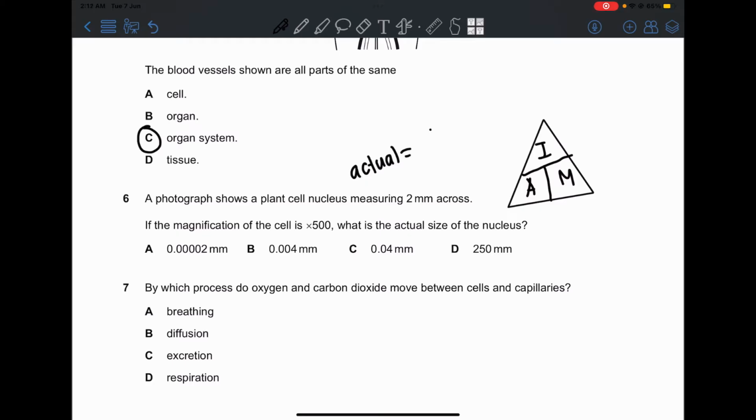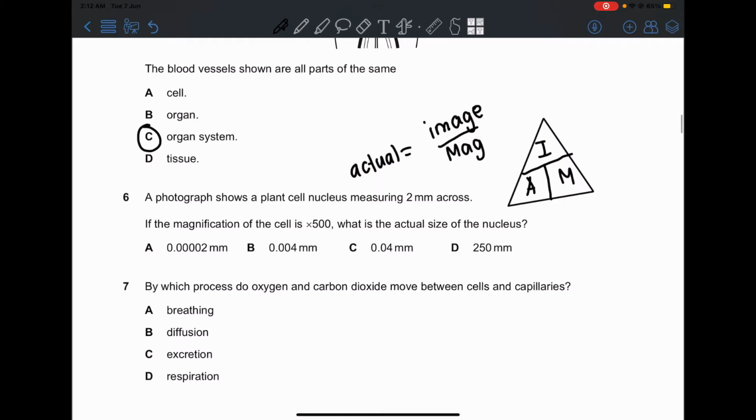That is by dividing the image over the magnification. So over here, they're saying that the image shows 2 millimeters. So we're going to be measuring 2 over 500. So if we're going to measure that, it's going to give us B, which is 0.004. So that is going to be our answer.